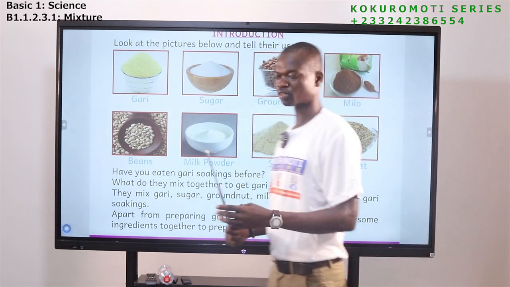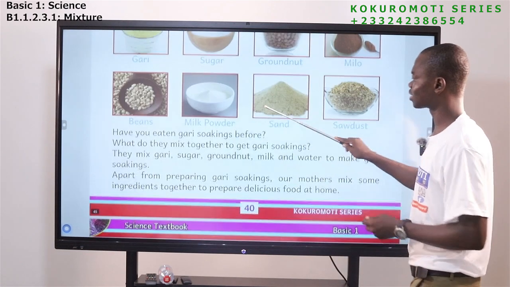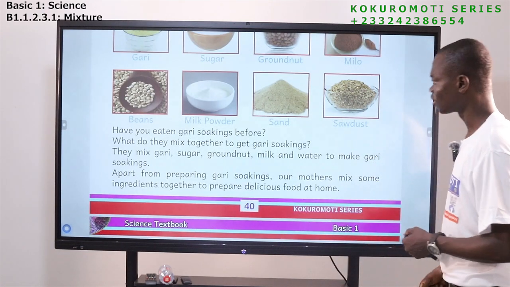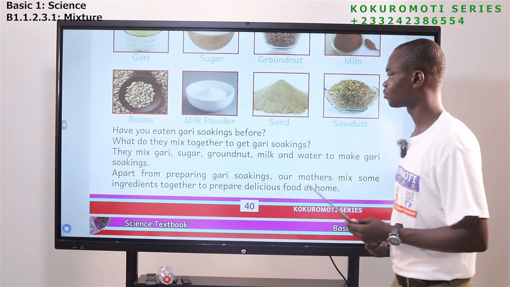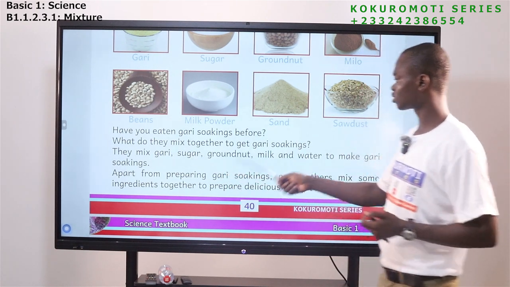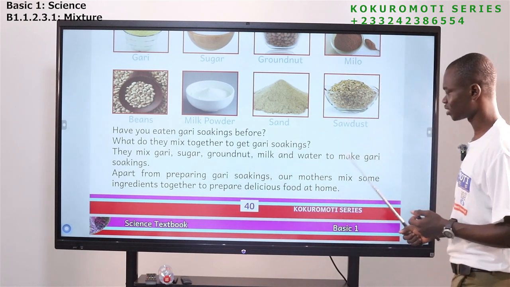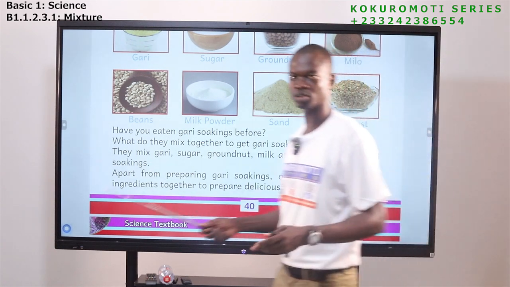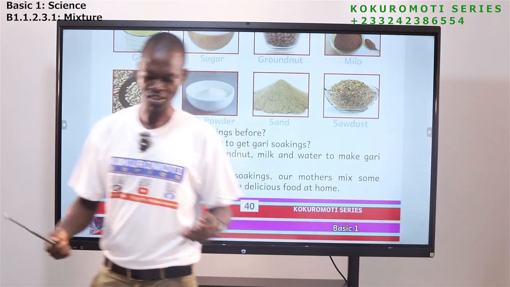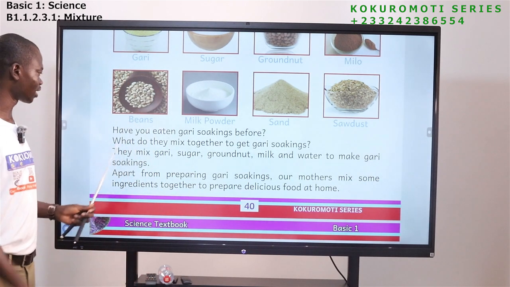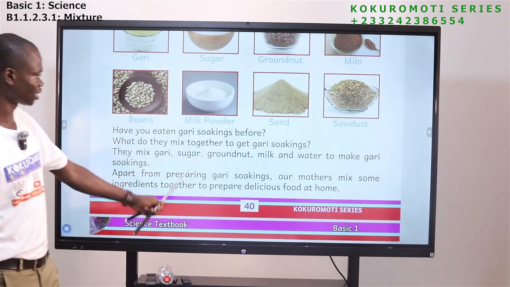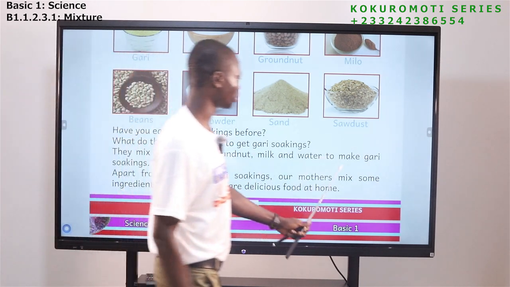Very good. Let's continue. Have you eaten Gari soakings before? Do you know Gari soakings? What do they mix together to get Gari soakings? So if you want to prepare Gari soakings, what are you going to mix together? They mix Gari, sugar, granules, milk, and water to make Gari soakings.